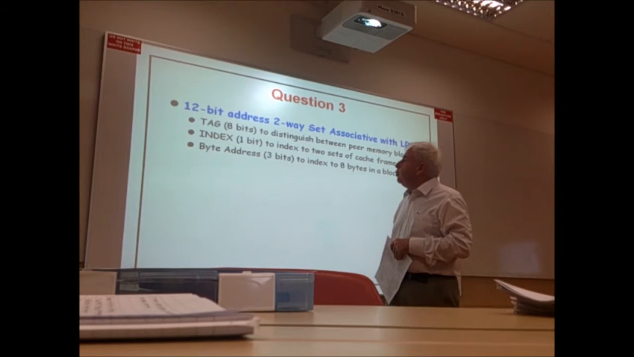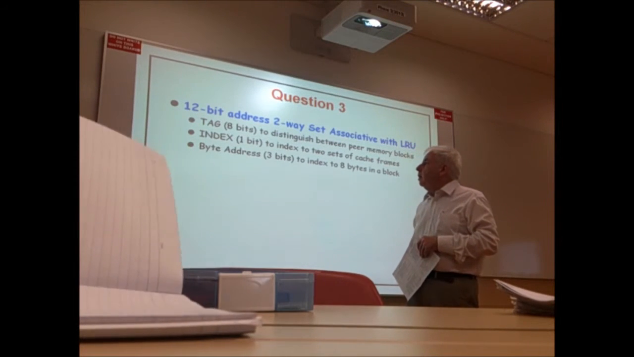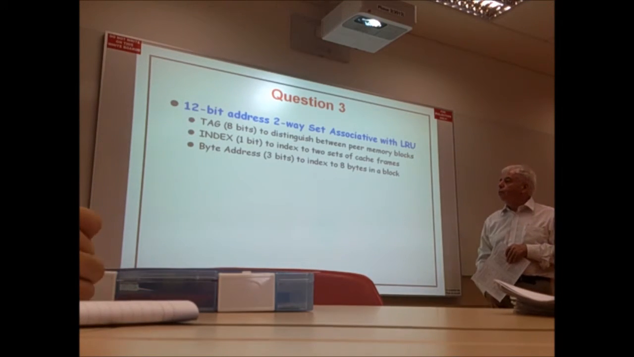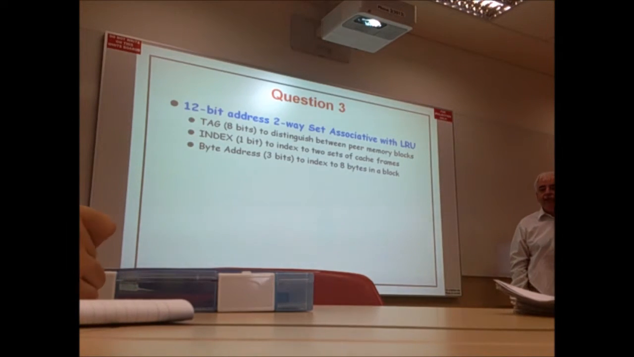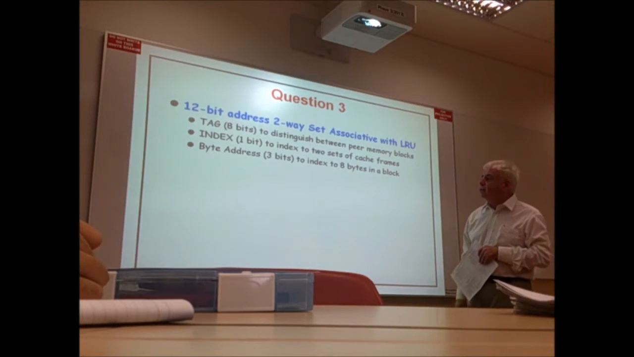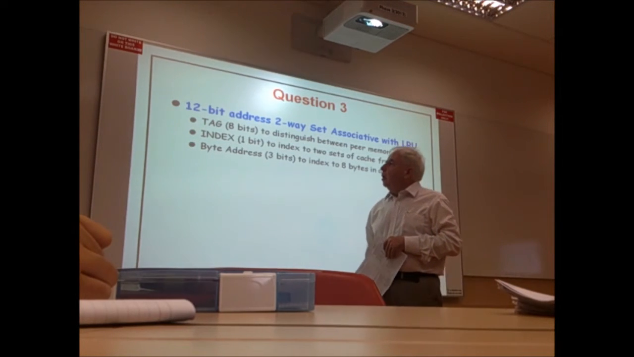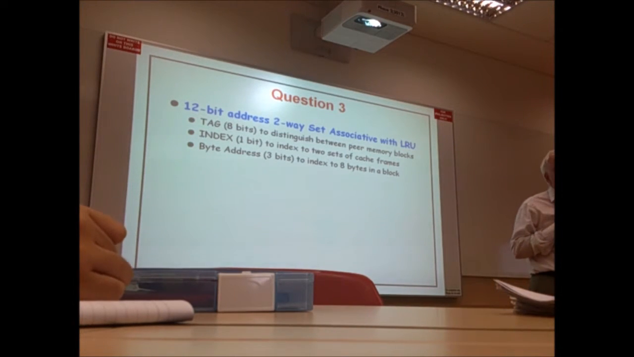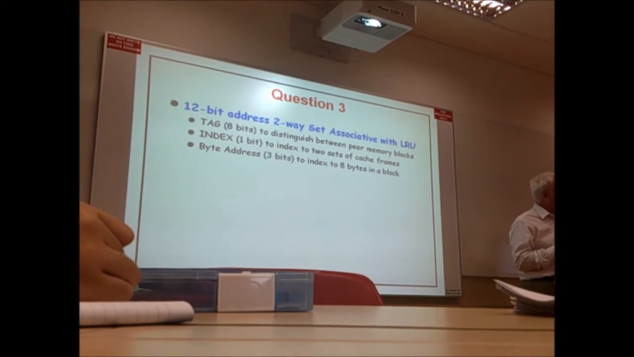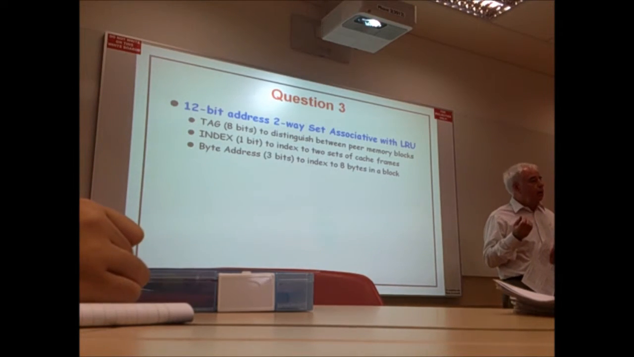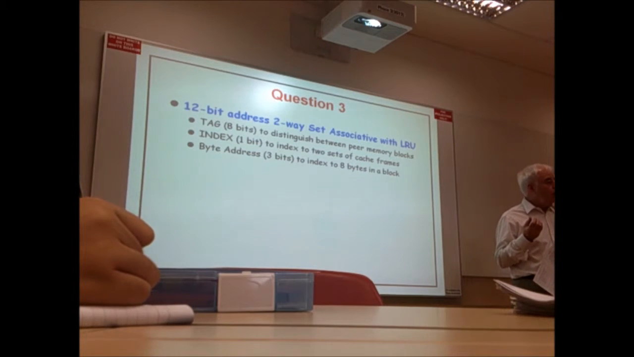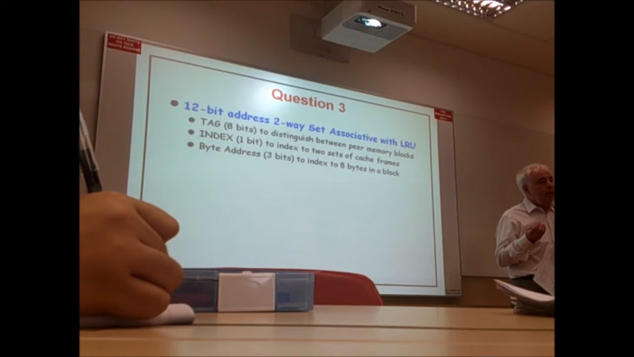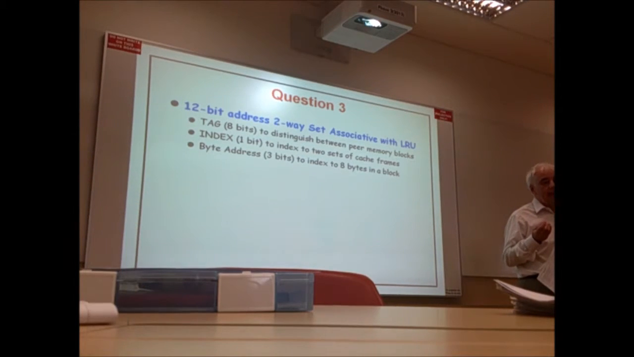So with the 12-bit address, we again have 3 bits for the byte address, because we have 8 bytes in a block, so we need 3 bits to index to the bytes within the block. Why is this a miss? With a two-way associative cache, because we only have 4 cache frames altogether, that means we'll have 2 sets of 2 frames, okay?